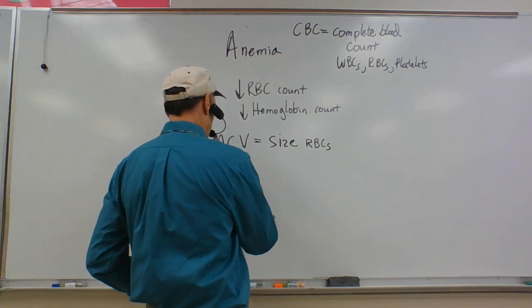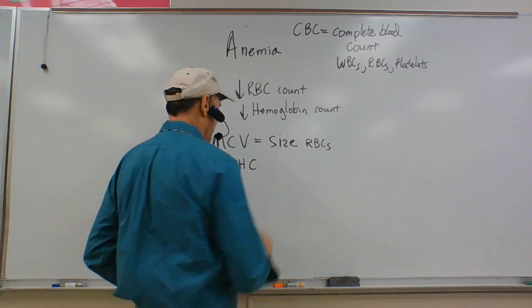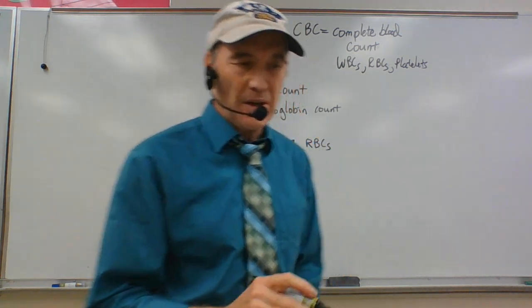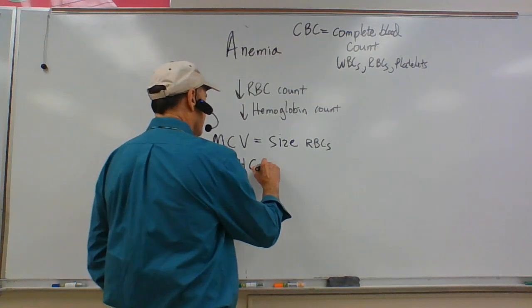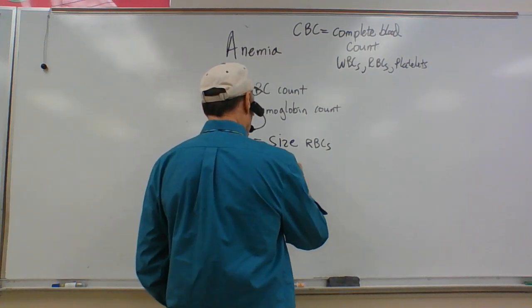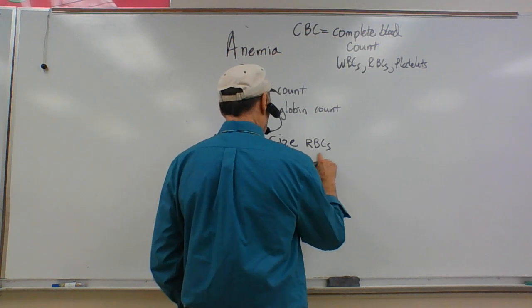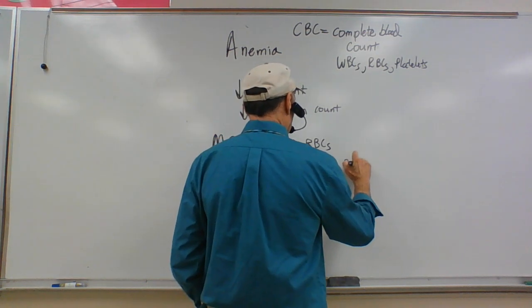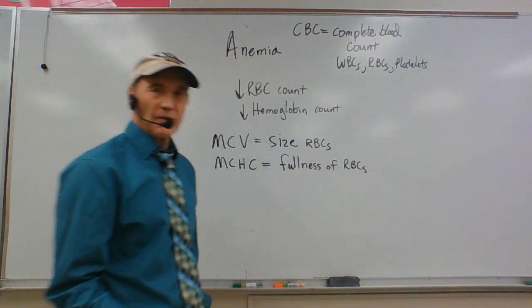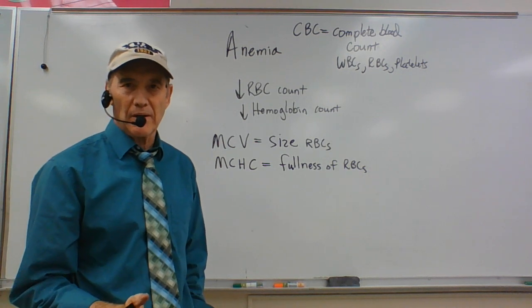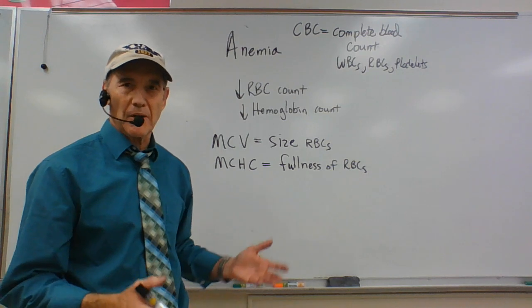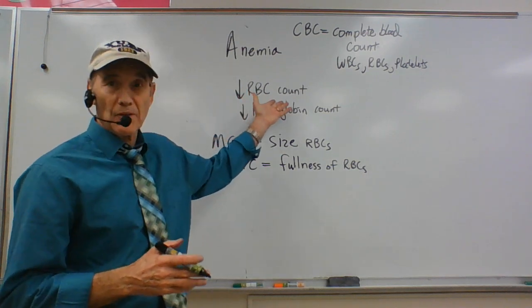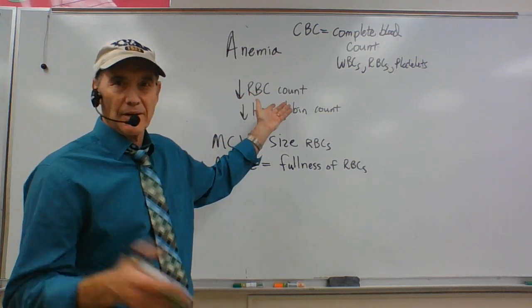MCH, mean corpuscle hemoglobin content. That's the fullness of red blood cells. Maybe the cells just aren't full enough, and that's why you're anemic. Maybe they're not big enough, that's why you're anemic. Maybe there's not enough of them, that's why you're anemic. It's probably it.